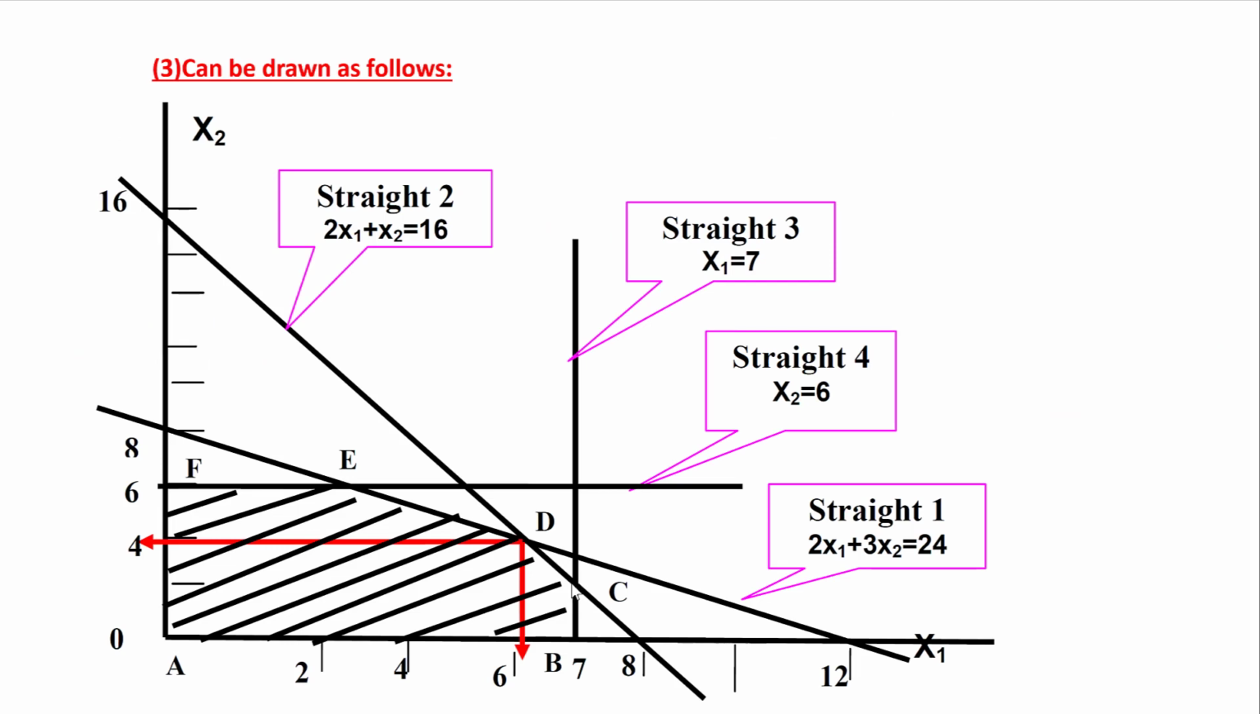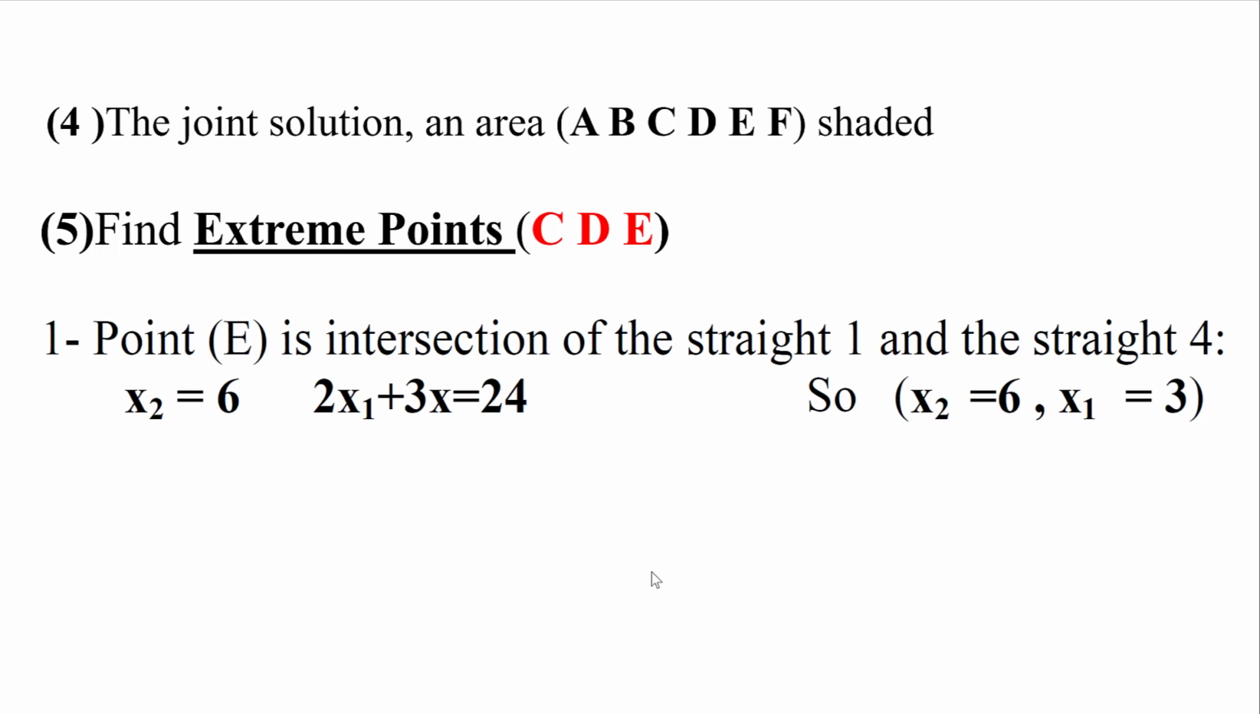We can ignore points F, A or B, because one of x1 or x2 will be equal to 0. So the points that will achieve the maximum profit will be E or D or C.